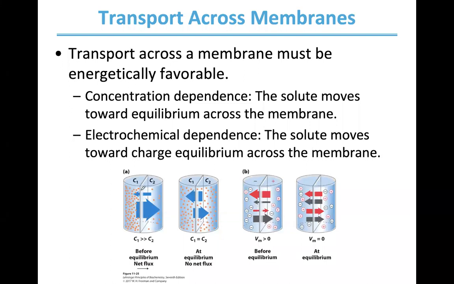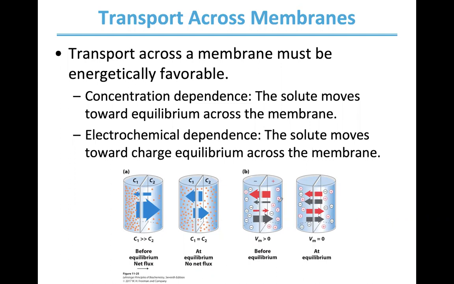If there is a way to cross the cell membrane, again, it can be passive, can be facilitated. But if there is one present, it will be crossing the cell membrane. And eventually it will continue doing so until the concentrations are equal on both sides. So at equilibrium, there'll be no net flux.